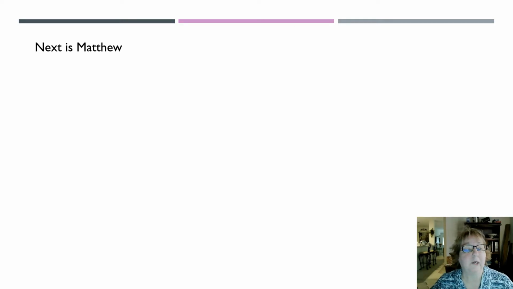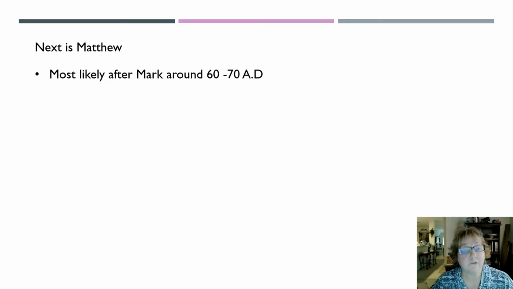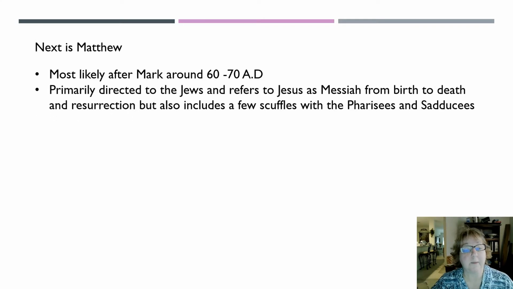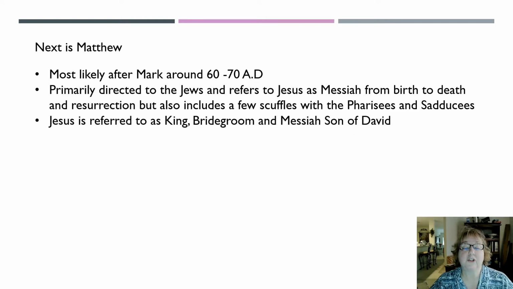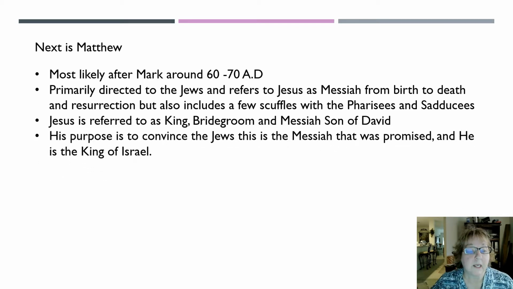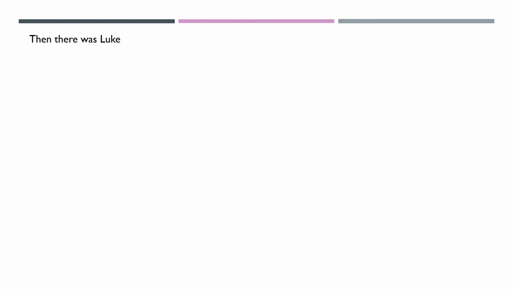Next is Matthew. Matthew was most likely written after Mark, between the years of 60 to 70 AD. Primarily, he directed his message to the Jews and refers to Jesus as Messiah from birth to death and resurrection, but he also includes a few scuffles with the Pharisees and the Sadducees. Jesus is referred to as King, Bridegroom, Messiah, and Son of David. His purpose is to convince the Jews that this is the Messiah that was promised, and he is.